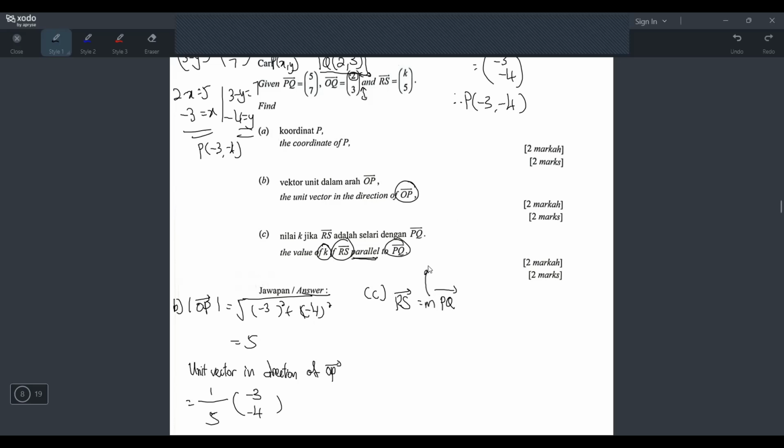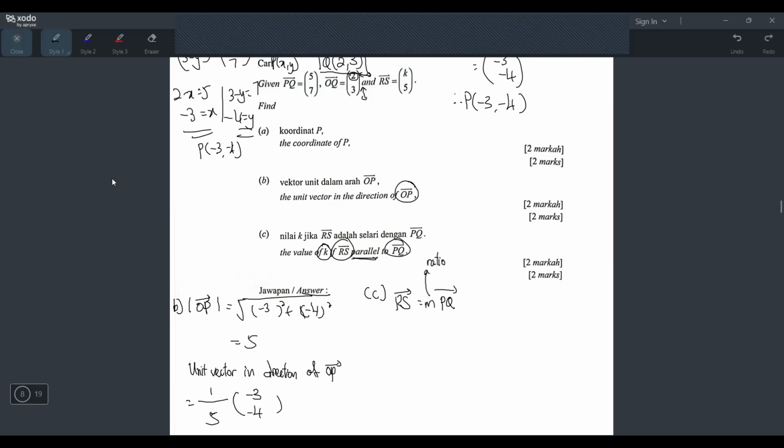And what this M represents is the ratio. This M is actually the ratio, right? It means when 2 vectors are parallel, you can set them equal, but you have to add an unknown here because they might not be the same length, right? That's why you have to add a ratio unknown to represent the ratio. But you also need to make sure you have vector RS and PQ before continuing.